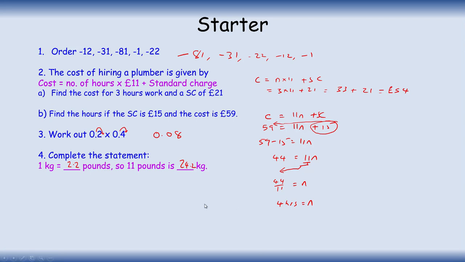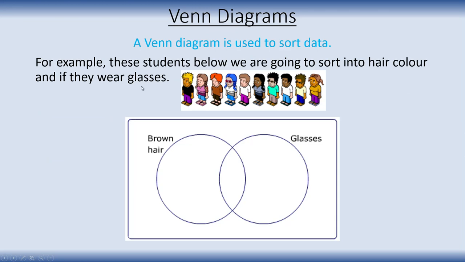Okay, so moving on. Venn diagram. We're going to use the Venn diagram to sort out some data. We've got these students here, 1, 2, 3, 4, 5, 6, 7, 8, 9, 10 students. They've all got different color hair, and some are wearing glasses, some are not. So we can divide them into those wearing glasses, those with brown hair, and here in the middle we've got people who've got brown hair and are wearing glasses.